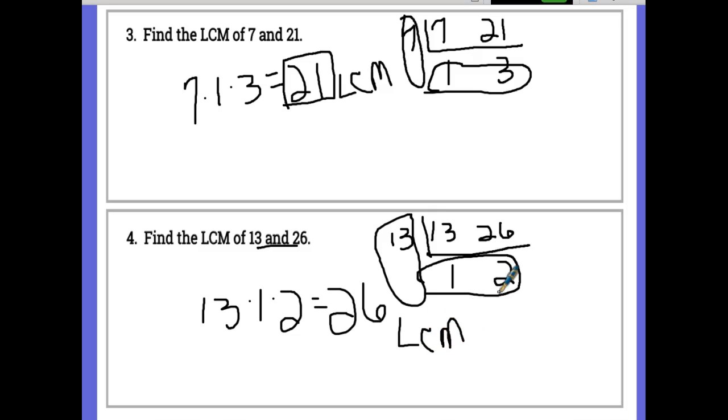So the only difference in the ladder method from greatest common factor and least common multiple is with least common multiple, you multiply all of your numbers that you pulled out together. Greatest common factor, you only multiply your prime factors on the left side.